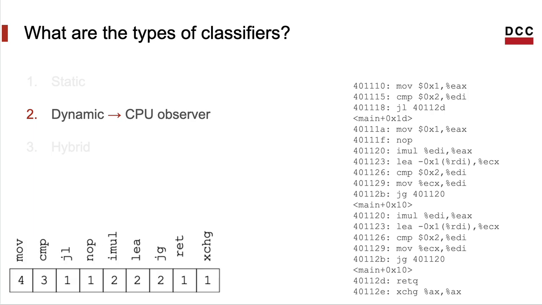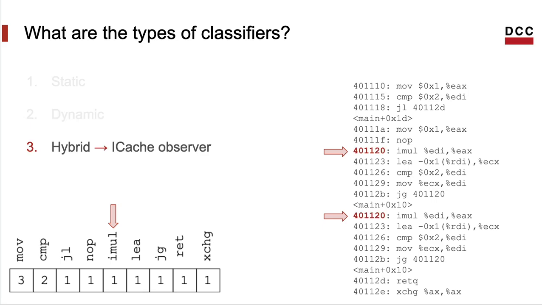From this stream, we build a histogram of x86 instructions. As an example, the IMO instruction was fetched twice, so it contributes 2 to the histogram. A hybrid classifier is similar to the dynamic, but it does not count the number of fetches. It counts occurrences of instructions in the dynamic slice of the executed program. So in this example, even though IMO was fetched twice, it's the same IMO, thus it counts only once.